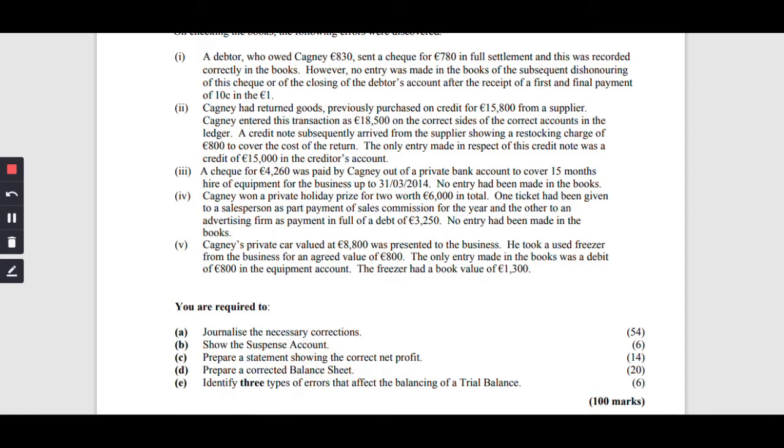You'll see down the bottom here, what are you actually asked? For 54 marks, you're asked to journalize the corrections. For 6 marks, show the suspense account. 14 marks, a corrected net profit. 20 marks, a corrected balance sheet. And for 6 marks, 3 types of errors.